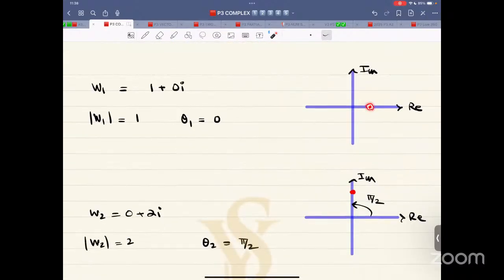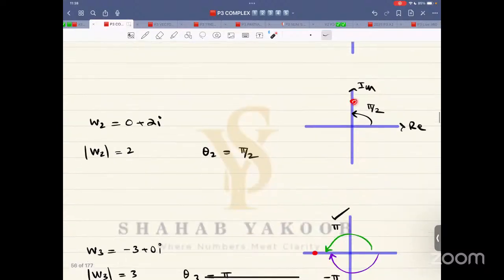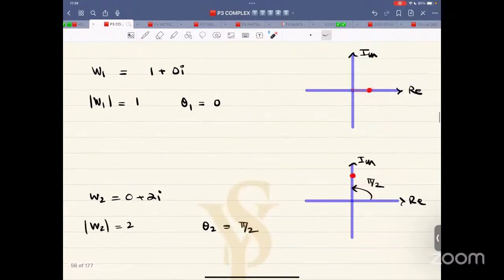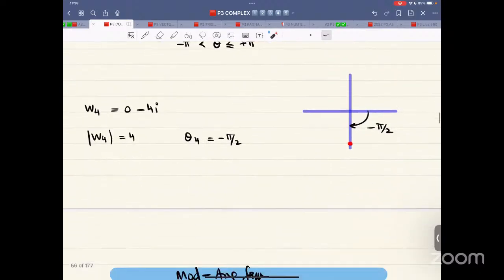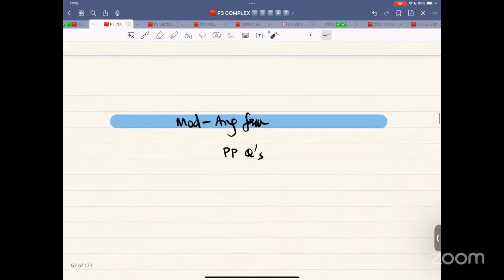If it's on the x-axis, the principal argument is 0. If it's on the positive y-axis, the principal argument is pi by 2. This is the positive x-axis, this is the positive y-axis. If it's on the negative x-axis, there are two options possible. But since pi is inclusive, we choose this one, we reject this one because only one answer is possible. If it's on the negative y-axis, then it is negative pi by 2.